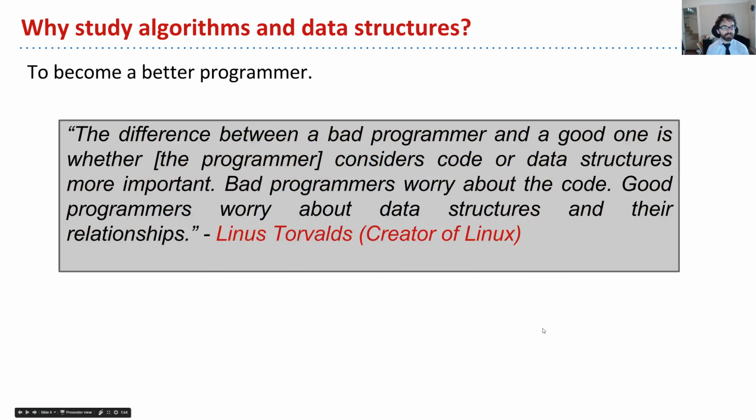Another reason is that having a good handle on data structures is perhaps the most important thing for being a good programmer. The creator of Linux, Linus Torvalds, says the difference between a bad programmer and a good one is whether the programmer considers code or data structures more important. Bad programmers worry about the code. You know, what does it look like? Do you use tabs or spaces or something like that? Good programmers worry about data structures and their relationships.